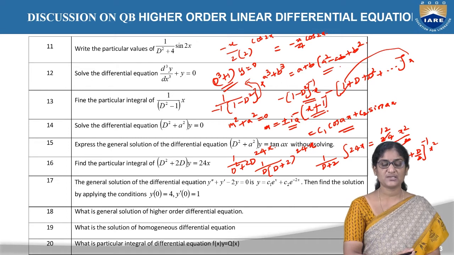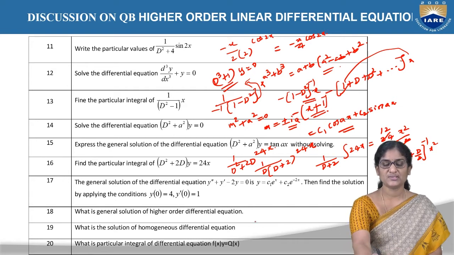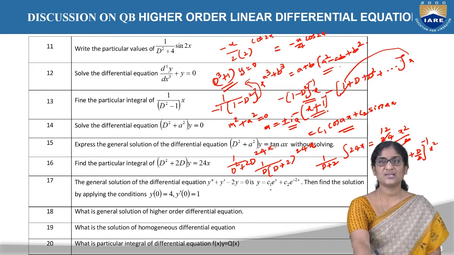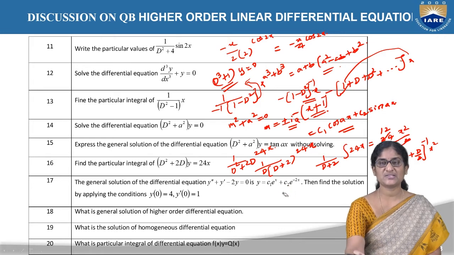Next question. The general solution of the differential equation y double dash plus y dash minus 2y is equal to 0 is y is equal to c1 e to the power of x plus c2 e to the power of minus 2x. Then find the solution by applying the conditions y of 0 is equal to 4 and y dash of 0 is equal to 1. Now y of x is c1 e to the power of x plus c2 e to the power of minus 2x.